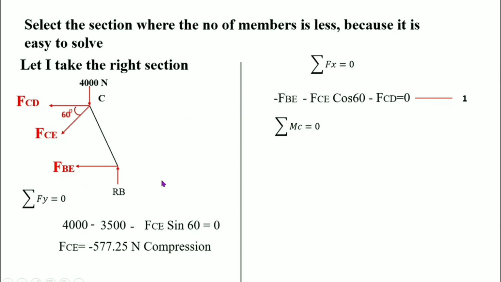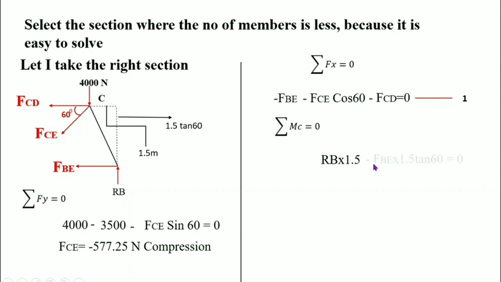Then we want to find the perpendicular distance from RB and FBE. If RB is a perpendicular force, the perpendicular distance from C is horizontal, like this. This is 1.5 meter. And if FBE is a horizontal force, the perpendicular distance from C is vertical. That is 1.5 tan 60 from the triangle. This is also a 60 degree because this triangle is an equilateral triangle.